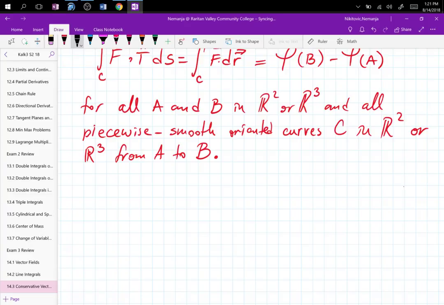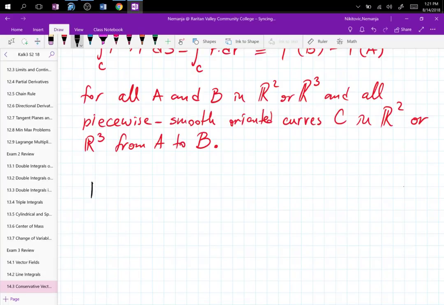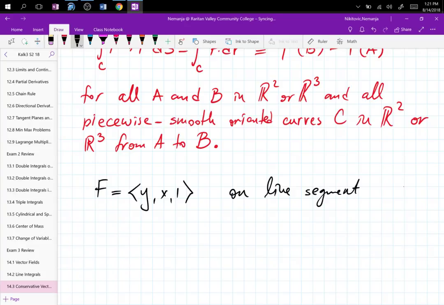So let's go and test this. What was my previous problem? The vector field was (y, x, 1), and let's make it to be on the line segment from (1, 1, 1) to (5, 5, 1).